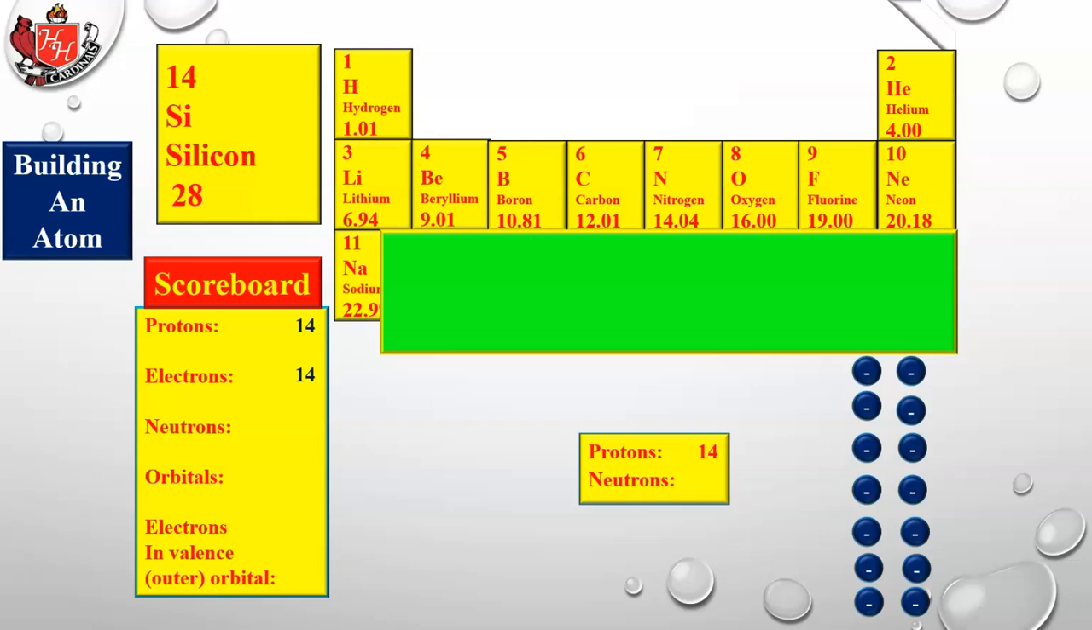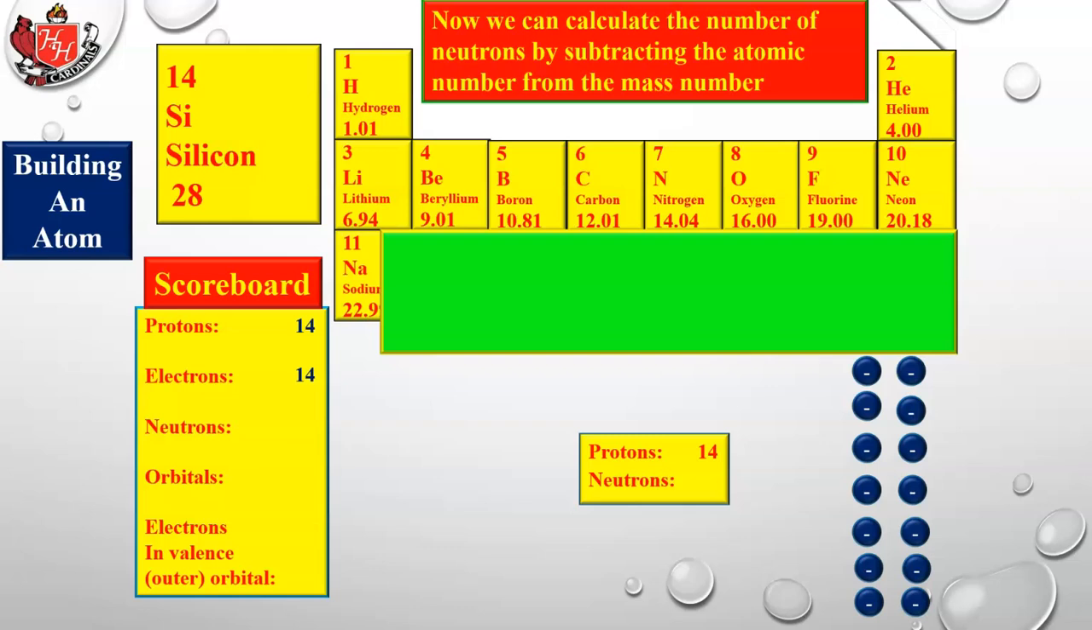So now what we need to do is figure out how many neutrons this silicon atom has. Okay, so we can now calculate the number of neutrons by subtracting the atomic number, which is the number of protons, from the mass number, which is the total number of protons and neutrons in that isotope. So it's just a simple subtraction problem.